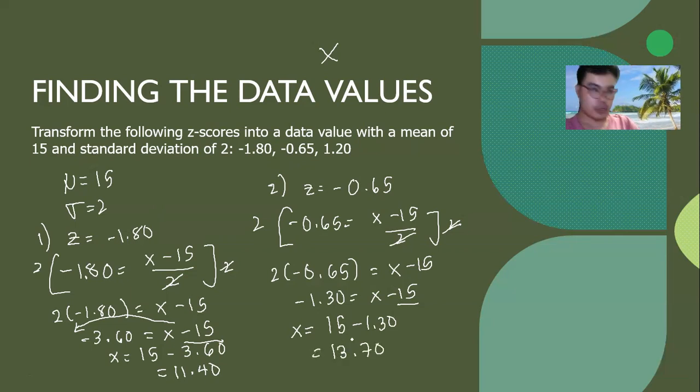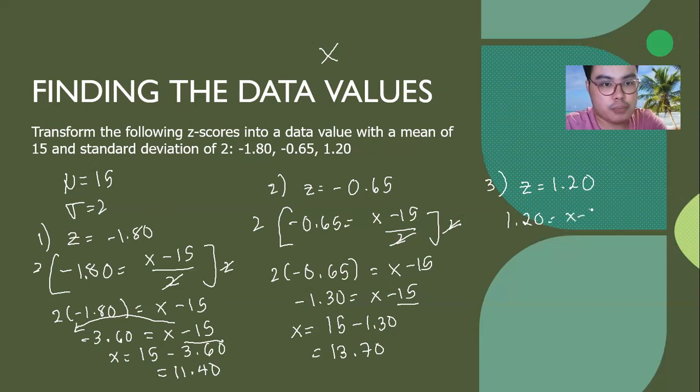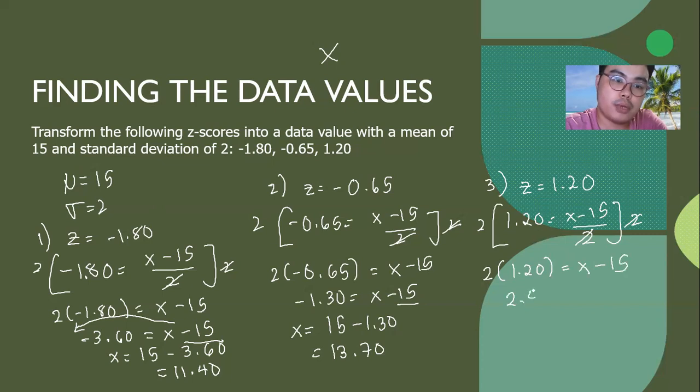Okay. So this is how we're going to find the data value given its standard deviation, the mean, and the z-score. But I'm going to finish this so everyone will understand. So this will become 1.20 equals x minus 15 over 2. Then multiply both sides by 2. So this will become 2 times 1.20 equals x minus 15. So multiplying this will become 2.40 equals x minus 15.